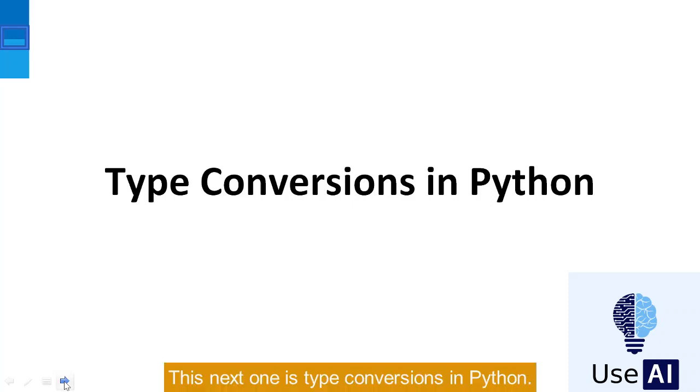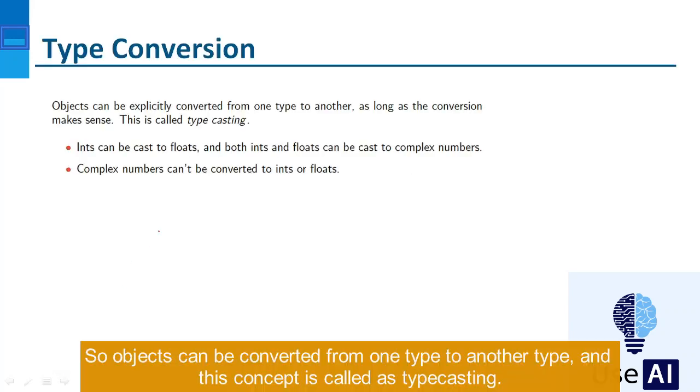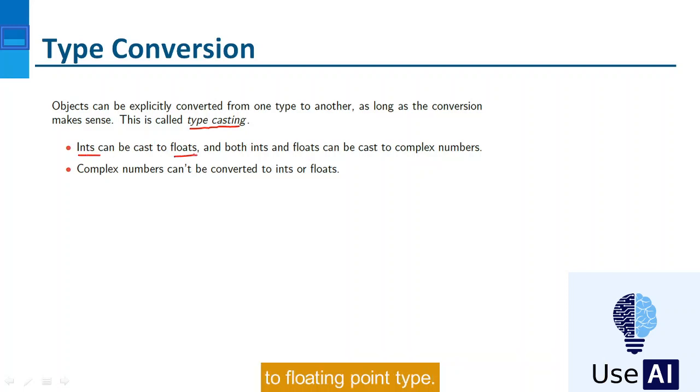This next one is type conversions in Python. Objects can be converted from one type to another type, and this concept is called typecasting. You can convert from one data type to another data type. For example, you can convert integer into floating point type.